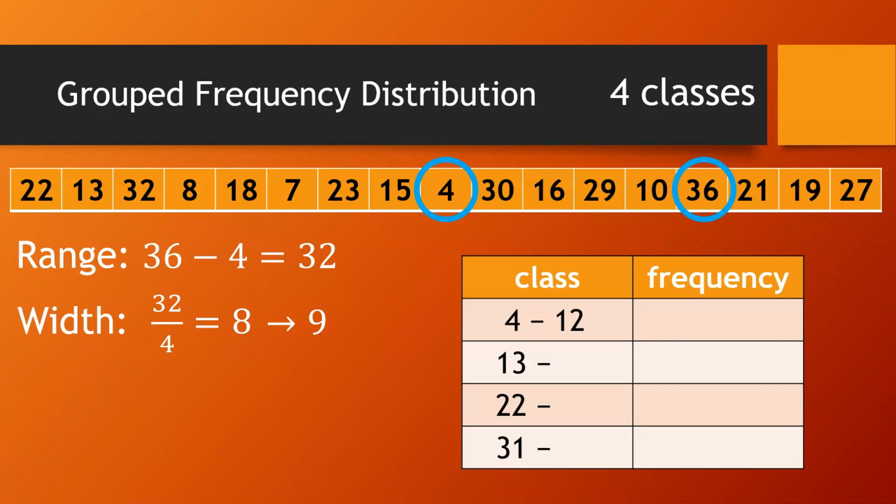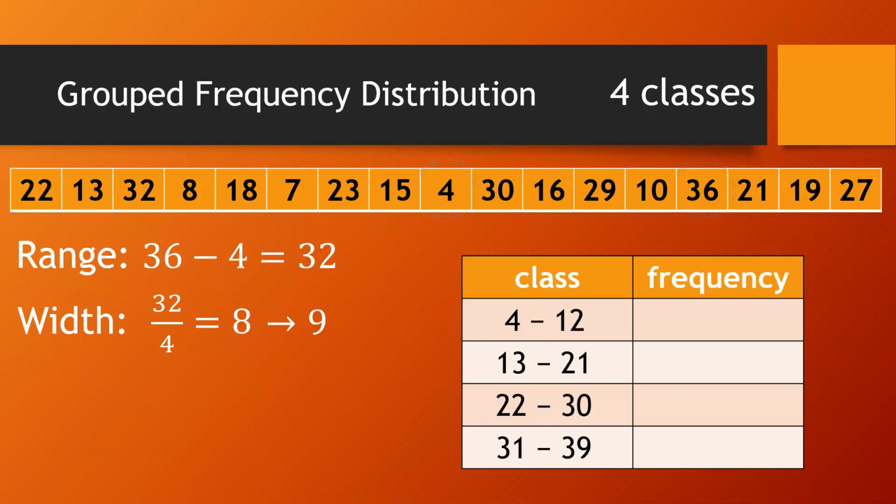So for example, for the second class that starts with 13, I'm going to look up to the first class, which ended at 12. 12 plus 9 is 21, so that's where the second class ends. 21 plus 9 is 30, so that's where the next class ends. And 30 plus 9 is 39, so that's where the last class ends. Now we've done all the hard work.